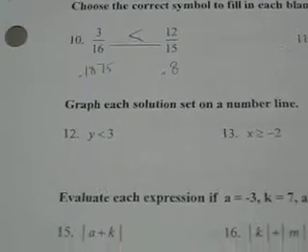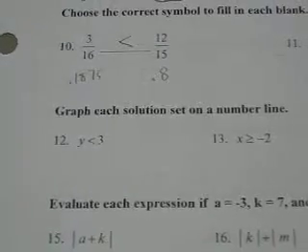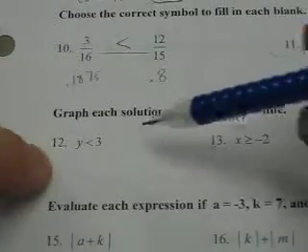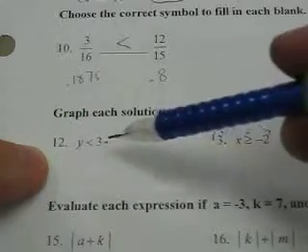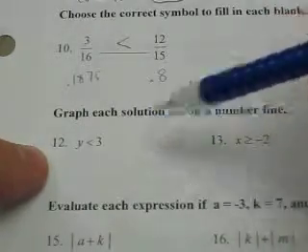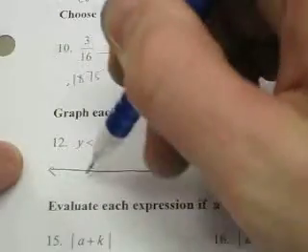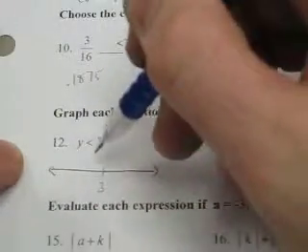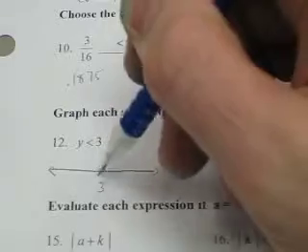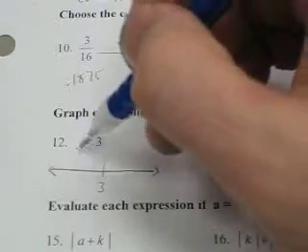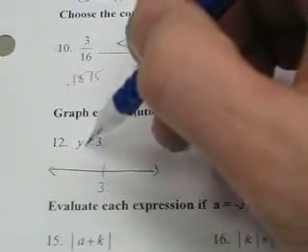Next section, graph each solution set on a number line. We're given an inequality, y is less than 3. We want to graph all of the numbers on a number line that are less than 3. So I'm going to draw the number line. I'm going to label it with 3. We know that we're going to have some type of sign here, and it depends on what type of symbol we have in our problem. Y is less than 3.